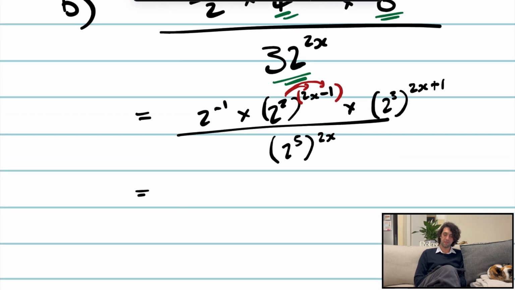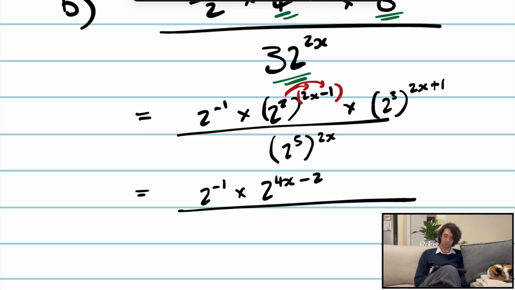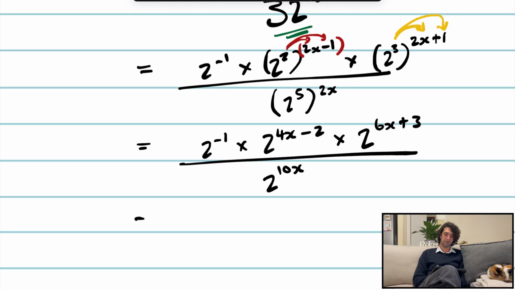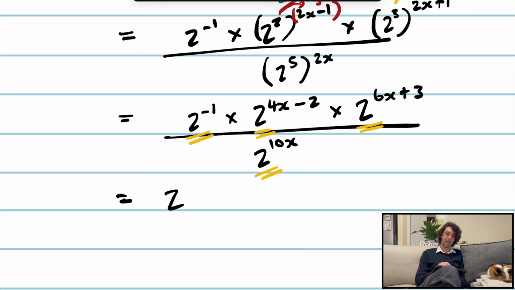So this expression then becomes 2 to the power of negative 1 multiplied by 2 to the power of 4x minus 2 multiplied by 2 to the power of 6x plus 3. Okay, this becomes 2 to the power of 10x. And now that all my bases are the same, I'm going to pop that base over here, and I'm going to take all of these exponents. I'm going to add the ones in blue, and I'm going to subtract the one in green.